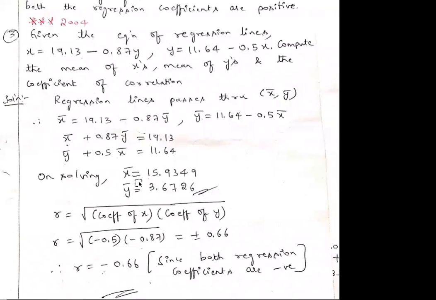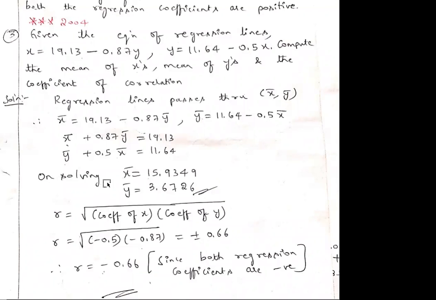So once you enter this, it will give you the answers for your variables. x bar is equal to 15.9349 and y bar is equal to 3.6726. So that's the first part of your question. He's asking you to find x bar and y bar. We have found it. The next thing he's asking is r.